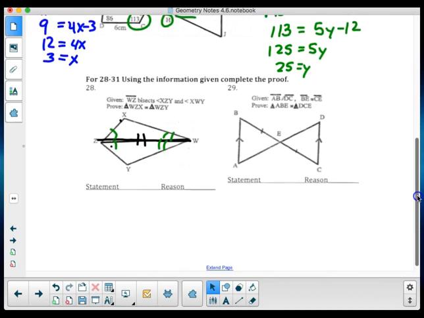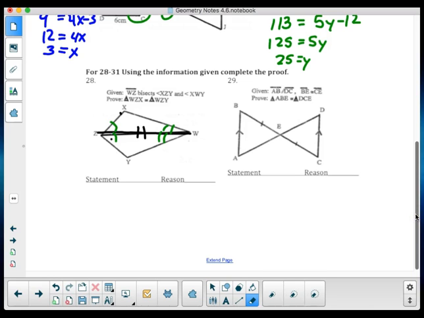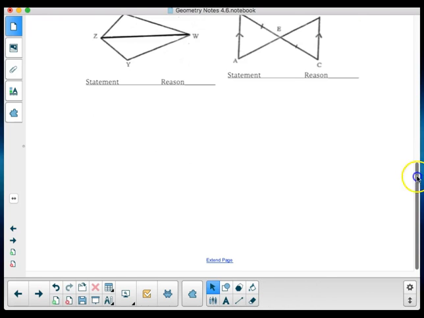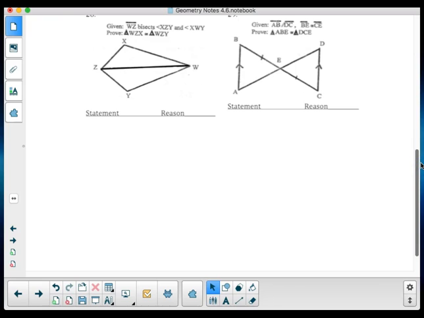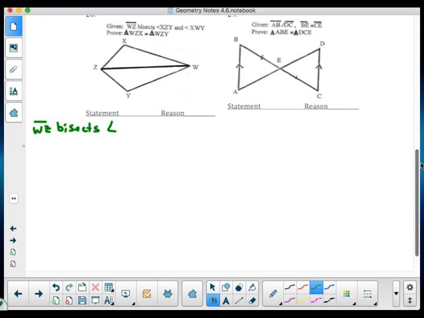Now we got some proofs to do. Okay, apparently I got to clean this up from the last time I did this. First thing we got to do, write down our given. So, step 1, segment WZ bisects angle XZY and angle XWY. That's my given. Okay? So that's my step 1.